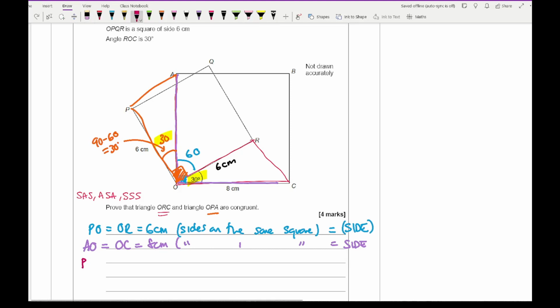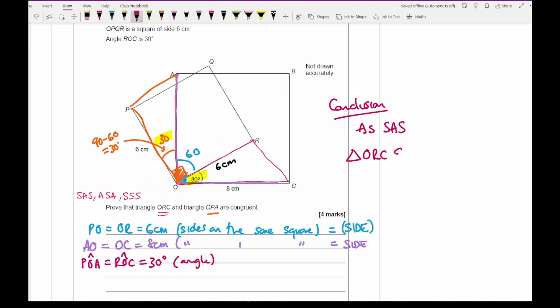POA and angle ROC are both equal to 30 degrees. So there I've proved an angle. So in terms of my conclusion, I can write as SAS, triangle ORC and triangle APO are congruent.